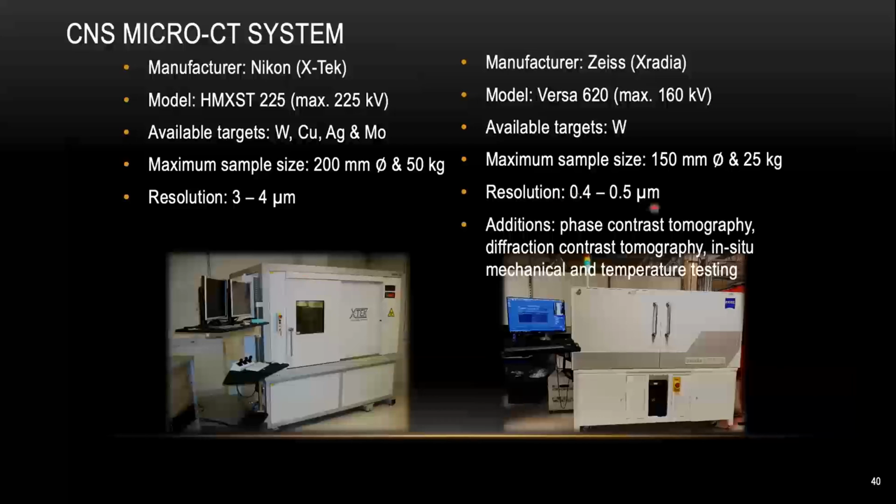The Zeiss machine gives you very high resolution imaging. Usually, we say the best resolution we can achieve on this machine is about 400 to 500 nanometers. On the Zeiss machine, we can also do the phase contrast imaging I described earlier, and also diffraction contrast imaging. We can also do in situ mechanical and temperature testing inside the chamber. So if you are interested in any micro CT imaging, feel free to contact me.